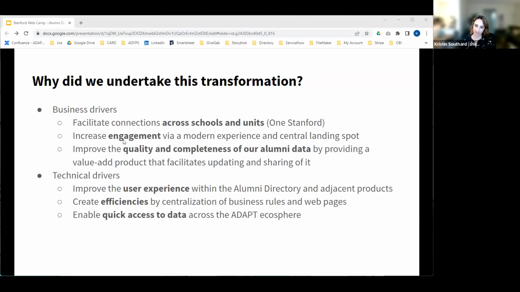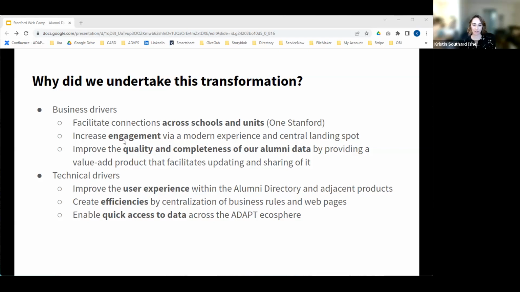So why did we undertake this transformation? There were many different reasons behind this. And I should mention the "we" here is actually a huge partnership that happened with many different people across the university, including a strong business partnership with the Alumni Association and also the Office of Development, my program as well, which I realized I didn't even introduce myself. I'm so sorry. I am Kristen Southard. I am a product manager here at Stanford. I work with business technology services, which supports the Stanford Alumni Association, Office of Development and External Relations. Our department works with that ADAPT program that I spoke to earlier, and we'll be supporting all of these different products moving forward.